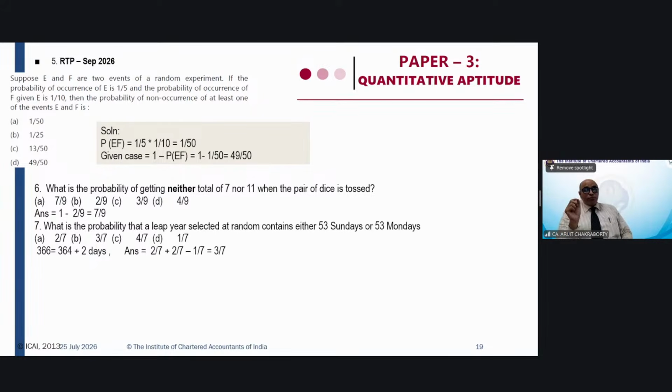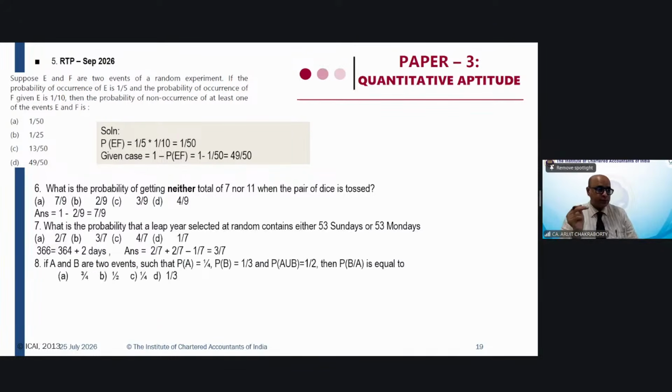or it could be the other way around. We need to get 53 Mondays. That means it can be even Monday, Tuesday. If you get Monday, Tuesday, we are getting 53 Mondays. Also, if you get Saturday, Sunday, you will get 53 Sundays. So from here, now, out of 7 possible days, Sunday or Monday, this will come in 2 ways, 2 by 7. So in this way, here we are using the P(A) plus P(B) minus P(A and B) formula, and we are arriving at the answer 3 by 7.